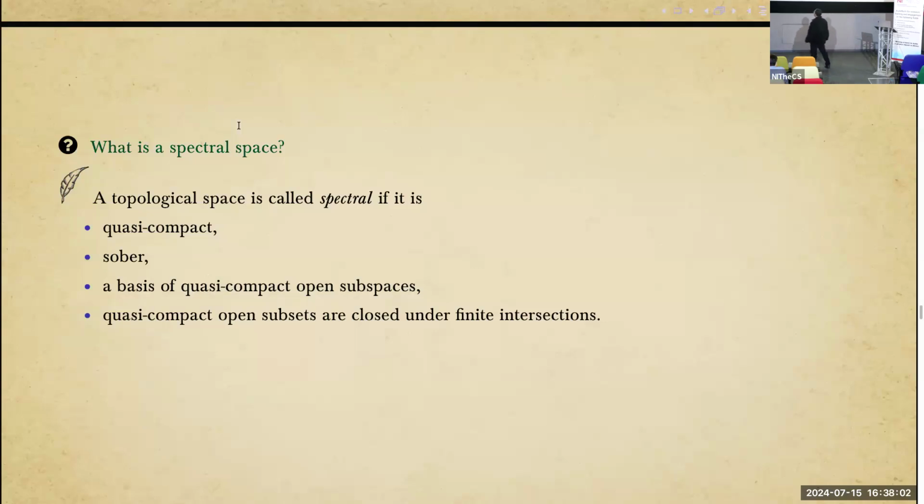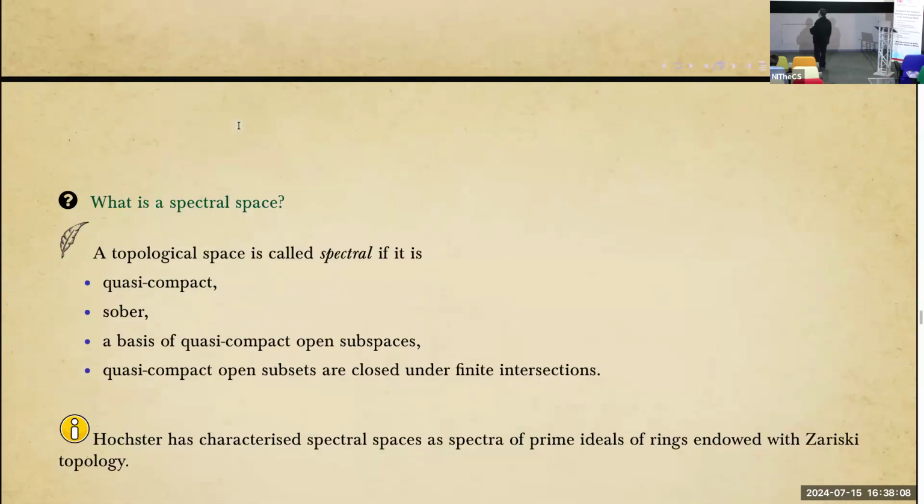Then we have a basis of quasi-compact open subspaces, and quasi-compact open sets are closed. So this is an amazing result: Hochster actually characterized spectral spaces as spaces of prime ideals. This is a very deep result, and the proof is also very involved.